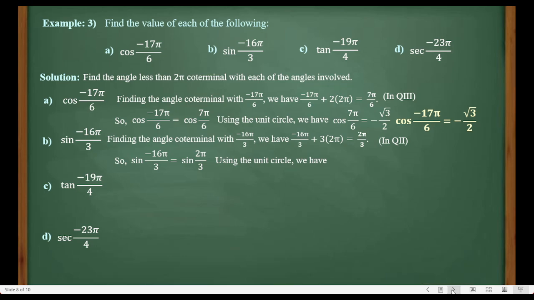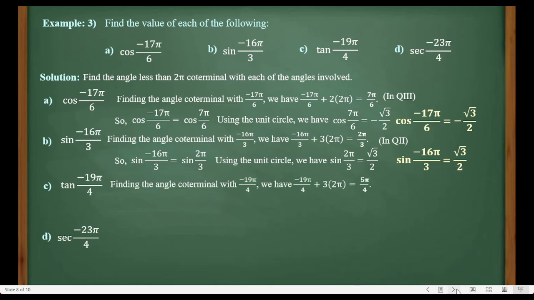Using the unit circle, we have sine of 2 pi over 3 equals square root of 3 over 2. Therefore, the given in letter B is equal to the square root of 3 over 2. Then letter C, finding the angle coterminal with negative 19 pi over 4.